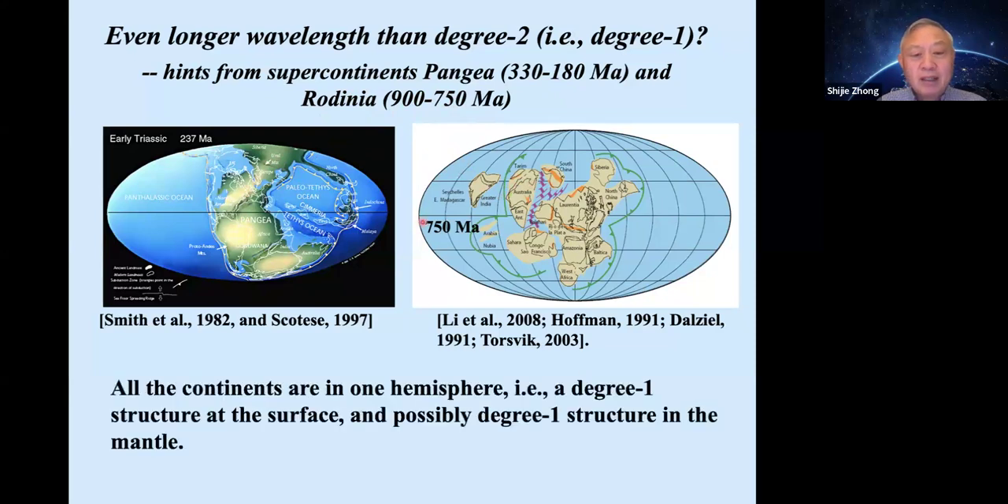And then of course, when all the continents are in one hemisphere, that's actually a degree 1 structure at the surface, and also possibly a degree 1 structure in the mantle. Then of course, what we're talking about is not for present day, it's really for the Earth's past. The supercontinent events are really important in terms of the tectonics and the magnetism for the Earth.